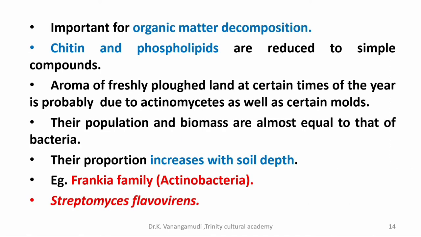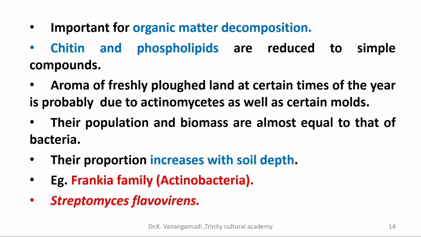Actinomycetes are important for organic matter decomposition. Chitin and phospholipids are reduced to simple compounds. The aroma of freshly plowed lands is probably due to actinomycetes as well as other molds. Their population and biomass are almost equal to that of bacteria. Their proportion increases with soil depth.